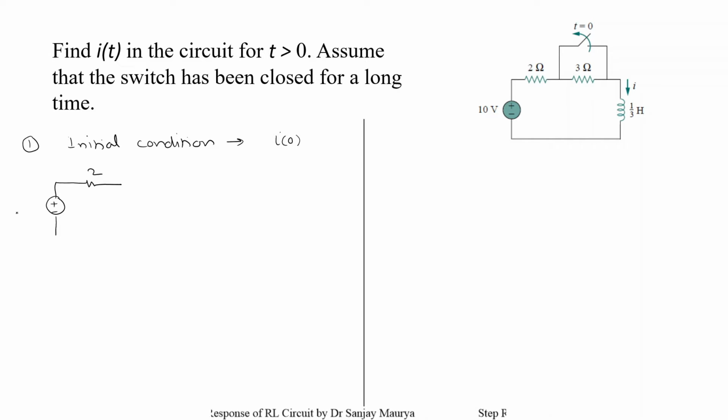This is 2 ohm, 10 volt, and here it is short circuited, and the current across the inductor just before opening the switch will be given as 10 by 2, 5 ampere. Now the next step is that we have to determine the final current across the inductor, that is the final condition.